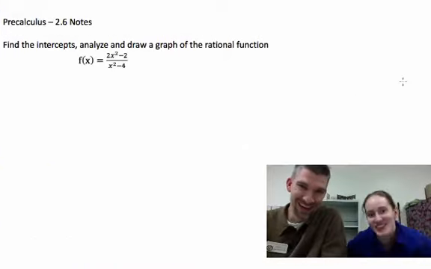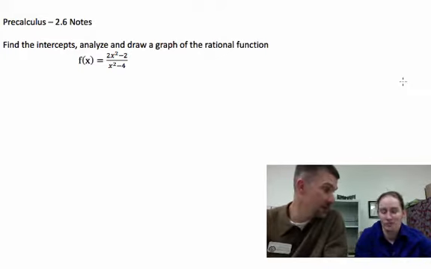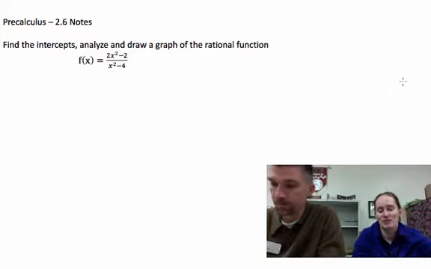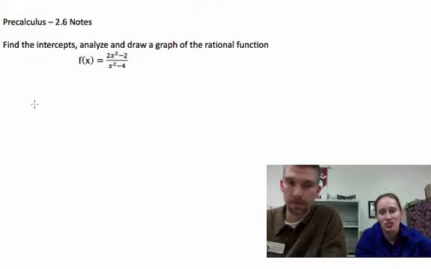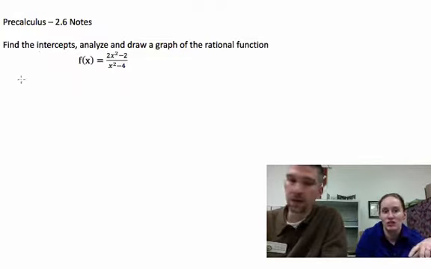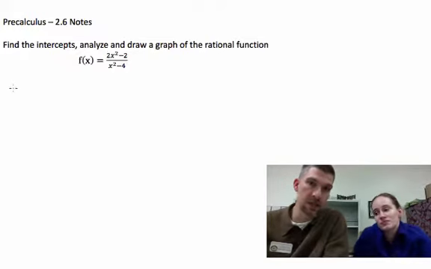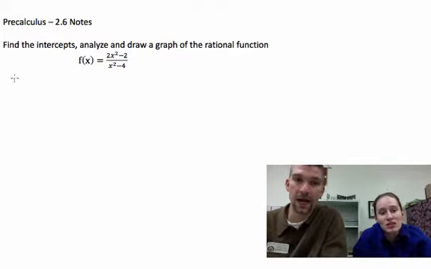Find the intercepts, analyze, and draw a graph of the rational function, which we have been practicing this whole time. Until you get used to these, if you need to take a look at what something is in the calculator as you're doing it, that's okay. Just make sure you're making connections between what you're seeing on the calculator and what you're actually doing as far as the math goes, because you're going to have to be able to reproduce some of these with a fairly accurate sketch on a test without a calculator.